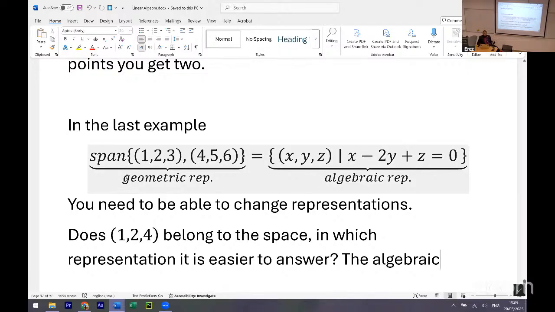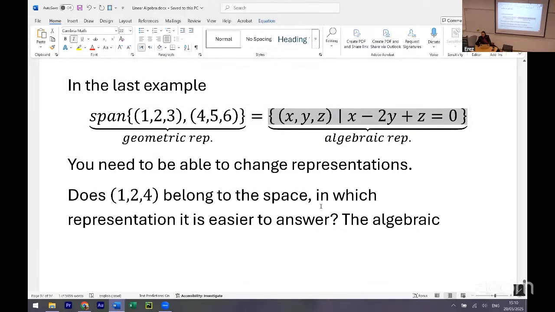What's the upside to the geometric representation? I can see the dimension very easily. I see two vectors, it's two-dimensional. I can see the directions it's going in. I can see more of the geometry. And the algebraic helped me solve things more easily. Sometimes we need that representation, sometimes we need that representation. Okay, agreed? And also I will say this is also the null space.